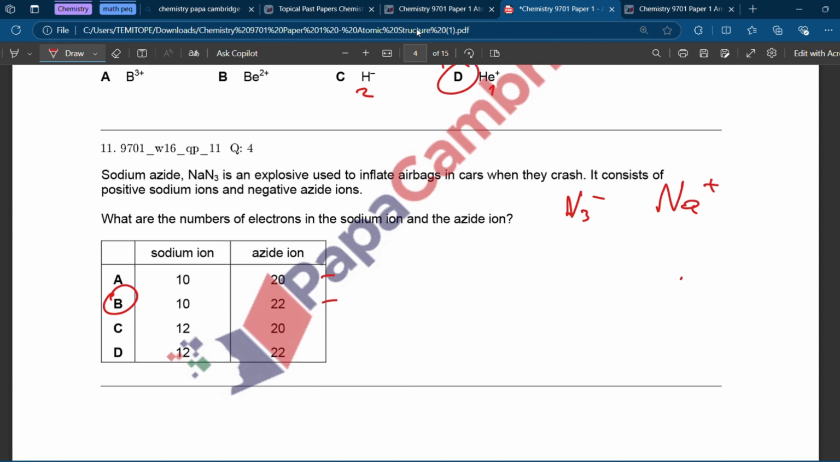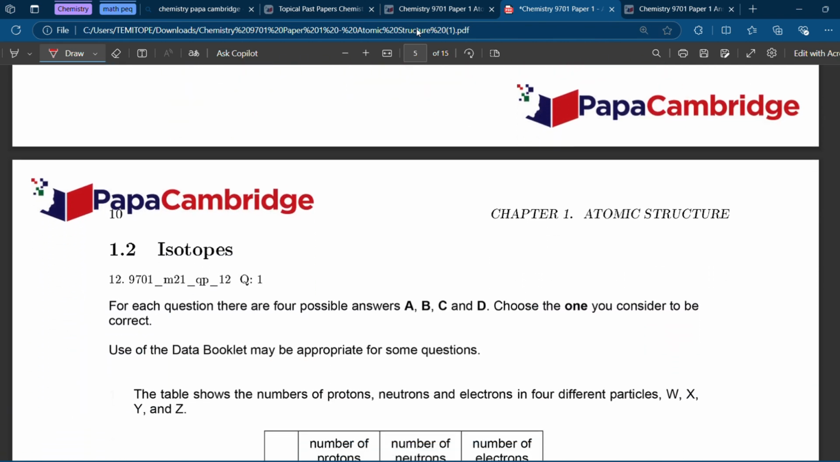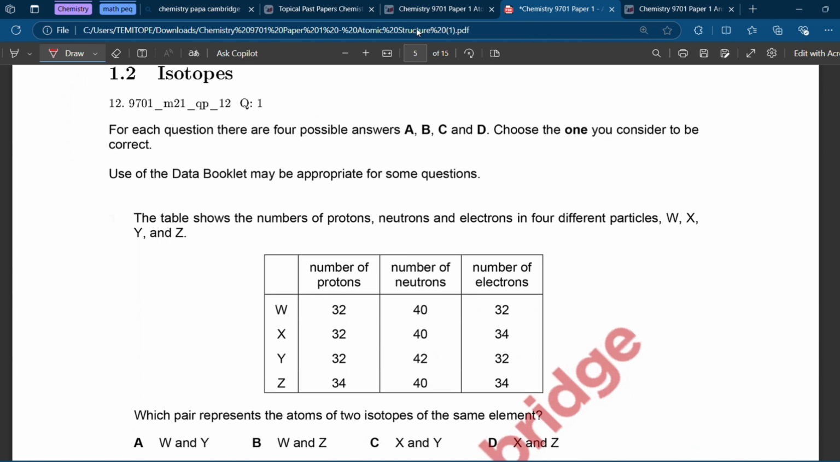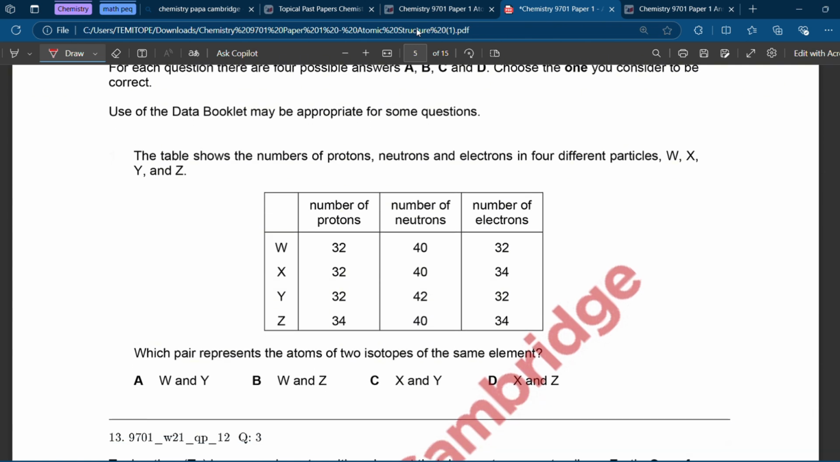Okay, so sodium azide, and this. So azide has a charge this, and sodium has a charge of this. So we're finding the number of electrons in both of them. So sodium has normally 11, but because it's lost 1, so it's 10. So it's between this and this. Now nitrogen is 7, I believe, times 3, which is 21. And 21 plus 1 is 22. So that's why the answer is B.